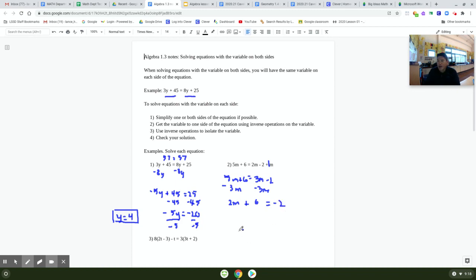And then again from here, you use inverse operations in order to isolate the variable. M is being multiplied by 2, and then you add 6. So the first inverse operation is to subtract 6 from each side. 2m is equal to negative 2 minus 6, which is negative 8. And then we can divide each side by 2. Negative 8 divided by 2, m is equal to negative 4.